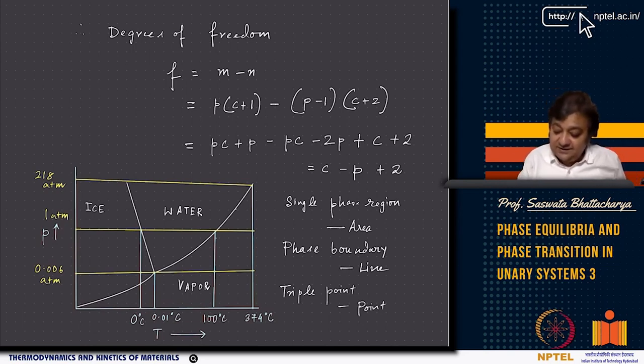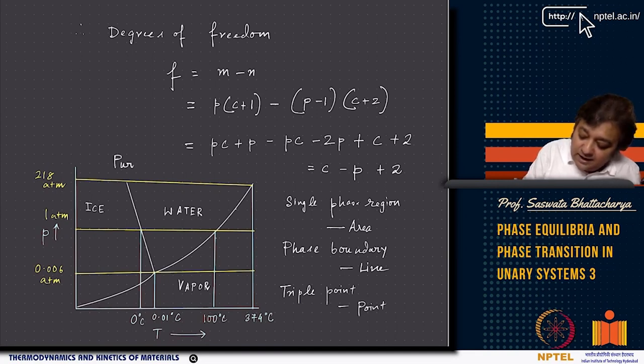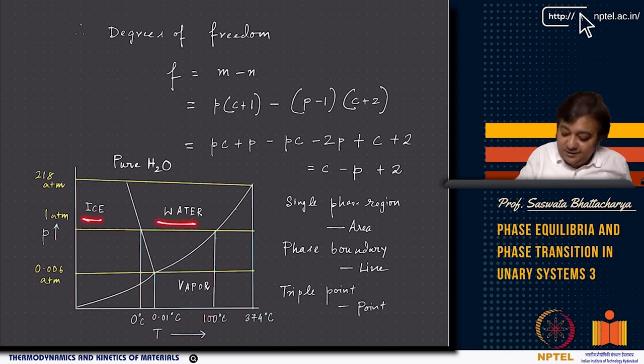Right, so this is a diagram of a single component system, and this single component system is pure water. H2O can basically exist as ice, it can exist as water, it can exist as vapor. So please look at the negative slope of the ice-water line, and also look at the degrees of freedom at the phase boundary. At the phase boundary, ice and water are in equilibrium, that is there are two phases, right?